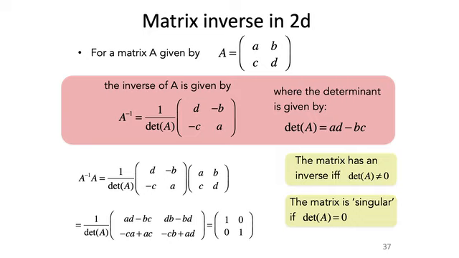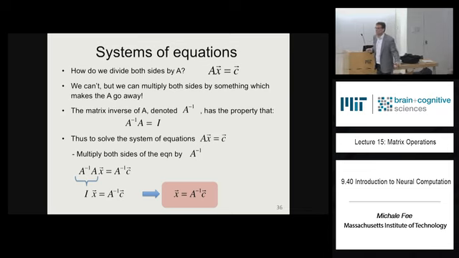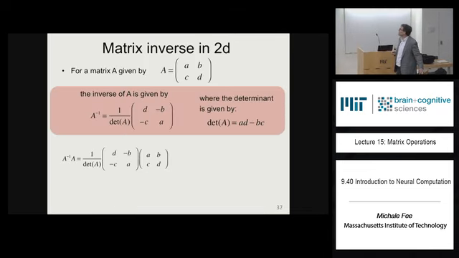If the determinant is equal to 0, we say that that matrix is singular. And in that case, you can't actually find an inverse, and you can't solve this equation right here, okay? This system of equations.